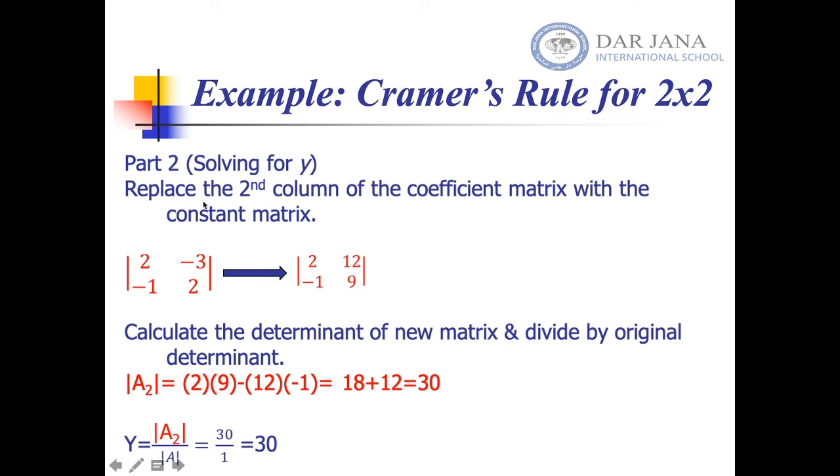Now, how do I find y? Part 2, solving for y. Replace the second column of the coefficient matrix with the constant column, which is 12 and 9. And then we find that 2 times 9 is 18, minus 12 times negative 1, which is negative 12. 18 minus negative 12 is 18 plus 12, which is 30. Now, to find y, it's 30 over the determinant of the coefficient matrix. 30 over 1 is 30.